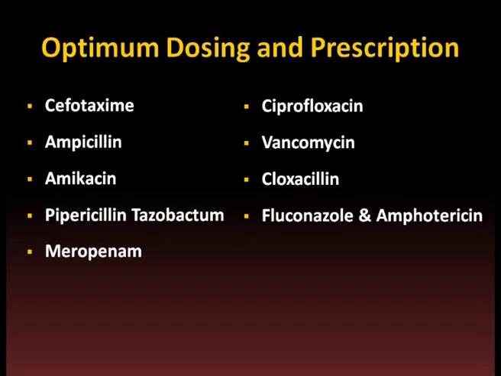The other important thing about antibiotic usage in the NICU is to know the antibiotics which we commonly use in the NICU, and also to know their prescription pattern. We are going to discuss some of the antibiotics which we commonly use in the NICU, that is cefotaxime, ampicillin, amikacin, ciprofloxacin, vancomycin, cloxacillin, Piperacillin Tazobactam, fluconazole, amphotericin and meropenem. So we'll see one by one.